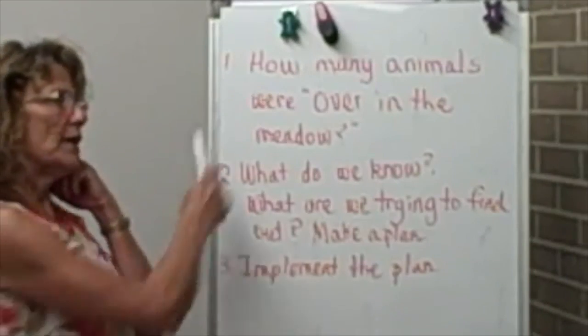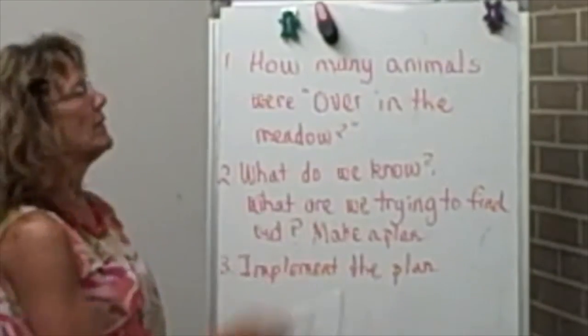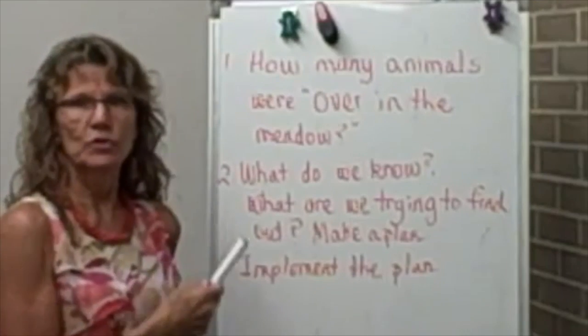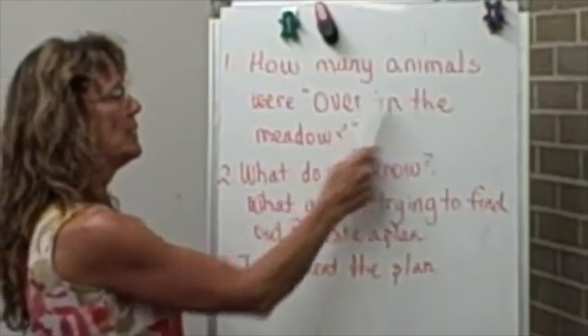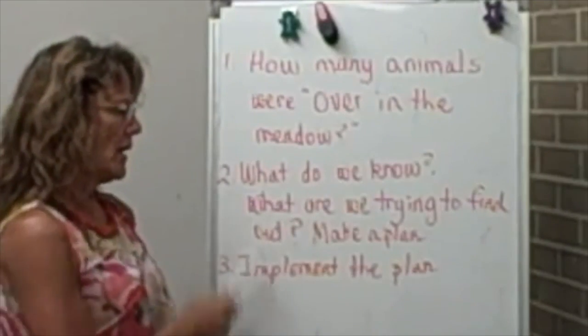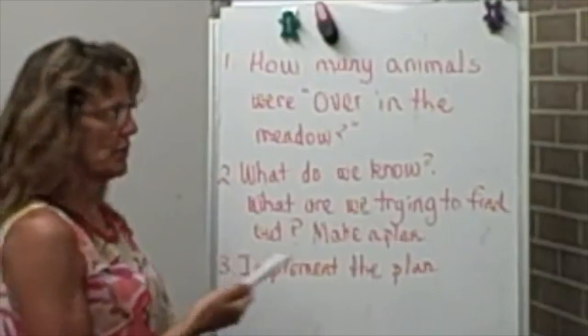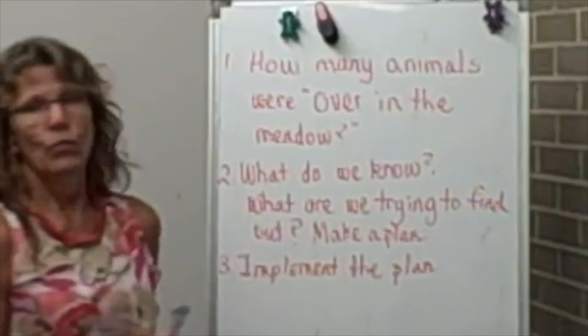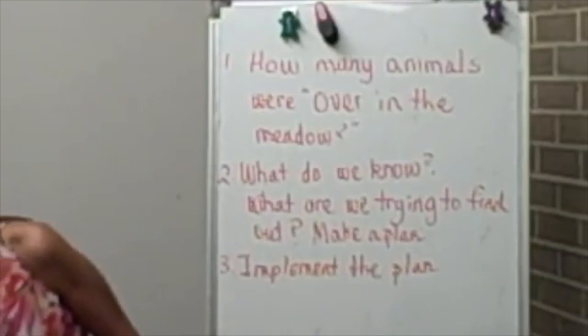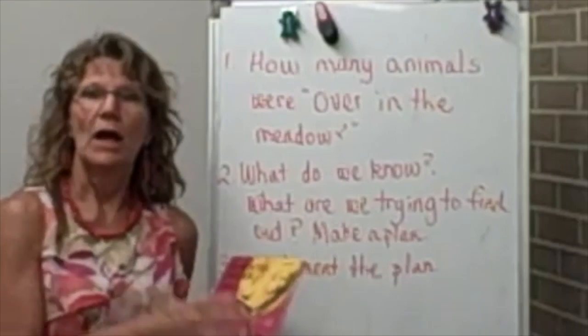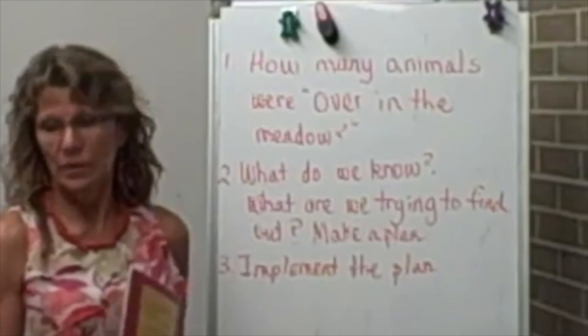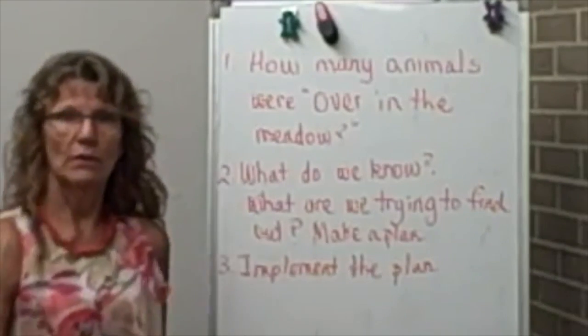Well, we want to read the problem and read it again. So we would read it with the students and ask them to choral read it with us. How many animals were over in the meadow? Step 2 is to think about what do we know and what are we trying to find out. Well, let's go back to our story. Remember, in our story we would talk to the kids about that. What do we know? Well, we knew that there was 1 turtle.